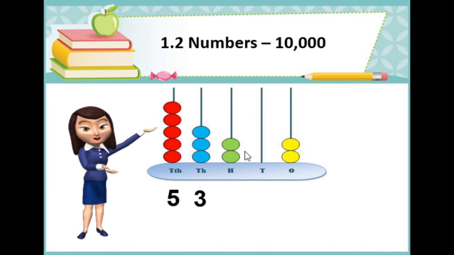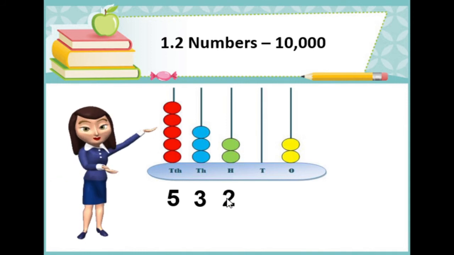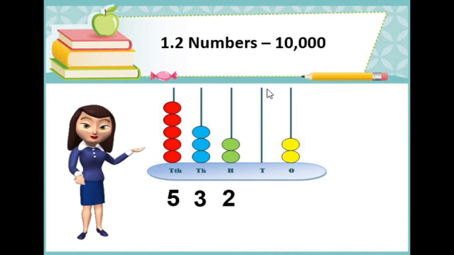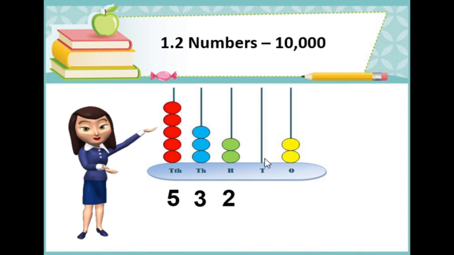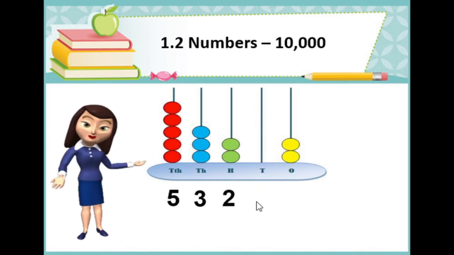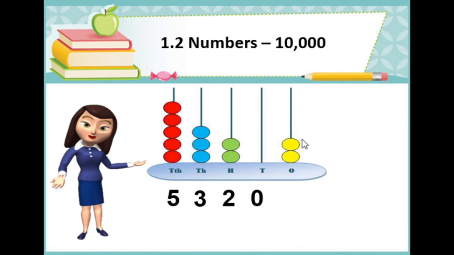How about the green ones? How many hundreds? 1, 2. So you have 2 there. How many tens? Can you see anything? No, you cannot see anything. So how many tens? 0. And how about how many ones?